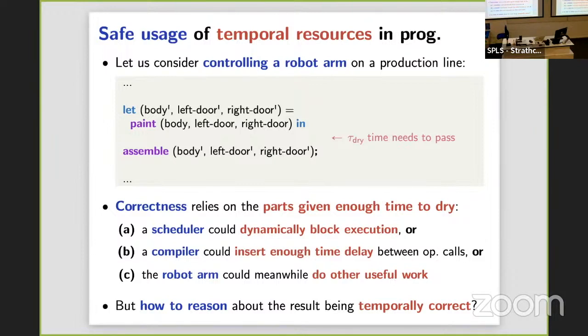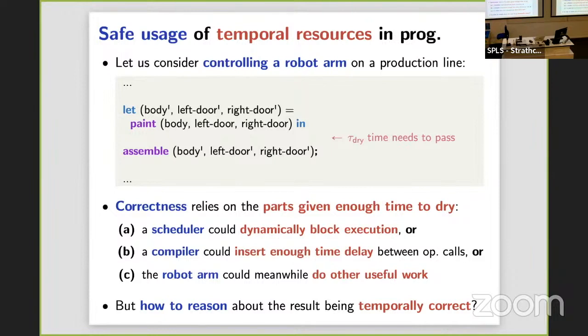So, for example, to guarantee the correctness of this kind of code, a scheduler might dynamically block us here until enough time passes. A compiler might insert enough time here during compilation, or delay here to ensure enough time passage. Or the same robot arm could do some other useful work at the same time. So we could just turn 90 degrees or 180 degrees to another line and do some work there, and then come back once enough time has passed so that we are actually legally allowed to assemble the bits.